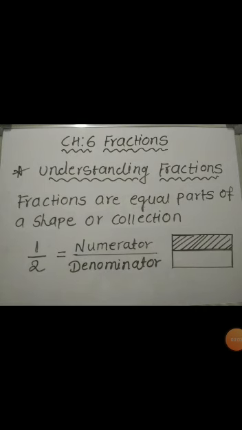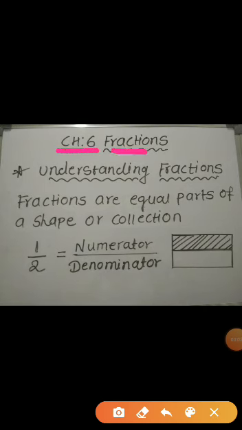Students, today I am going to start the new chapter, chapter number 6, fraction. Now let us understand first what is fraction. Fractions are the equal parts of a shape or a collection. As you can see here in the figure, half of the shape is shaded. This half is written as 1 by 2. Here 1 is called a numerator and 2 is called a denominator. So in terms of mathematics, we can say that any number which is written in the form of numerator upon denominator is called a fraction.